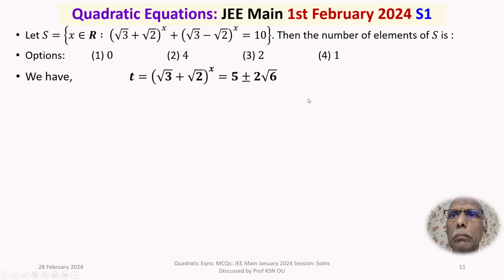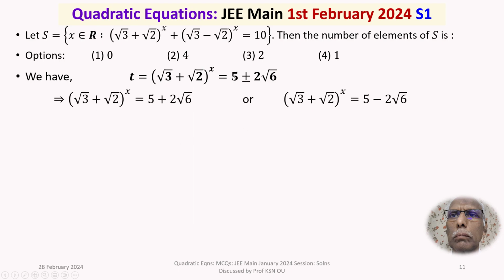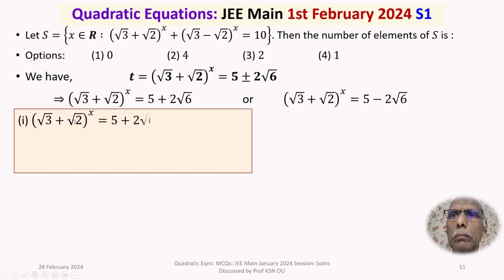We have this, we have already seen. So, first, root 3 plus root 2 whole to the power of x, let us take the first one, 5 plus 2 root 6, or the second one, 5 minus 2 root 6. Let us take the first one. So, root 3 plus root 2 whole to the power of x is equal to 5 plus 2 root 6.